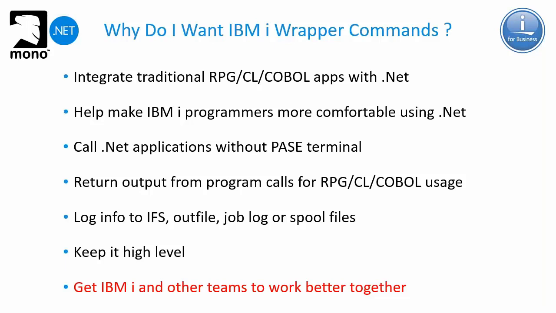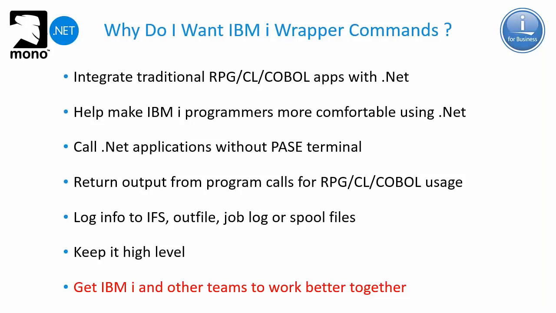It returns output. So think of job log information or parameters. Not exactly the same mechanically how it works, but I can throw information out. We log in the mono wrapper commands, as you see. It'll log to the IFS, logs to an out file, so you can actually consume that. It puts it in the job log optionally. Don't do that if you're listing thousands and thousands of files, because I blew up the job log doing that. And then you can also go into spool files, right? So if you wanted to print a job log for whatever reason.